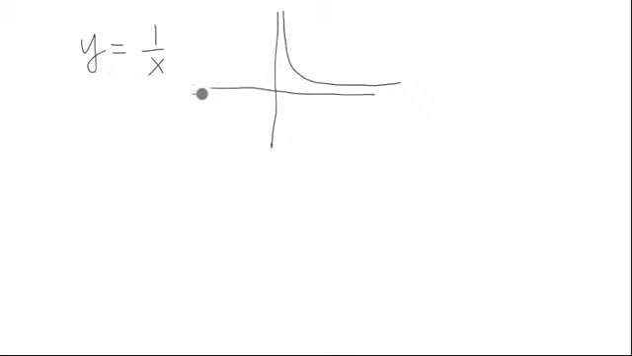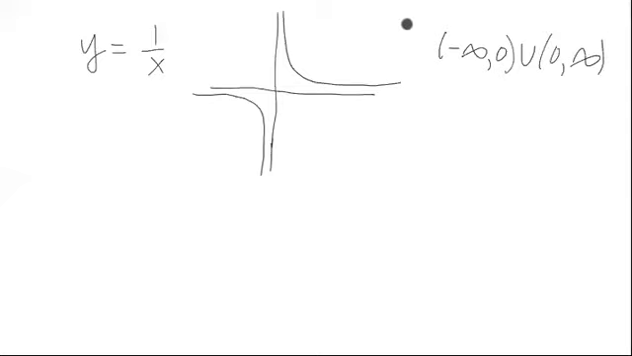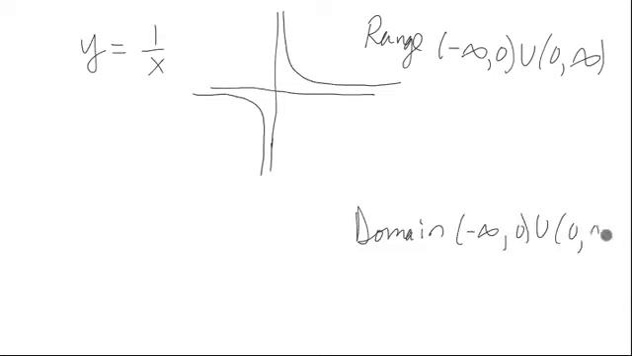Let's take another look at graph transformations, and this time how they apply to range and domain. For instance, let's take the function y is equal to 1 over x for starters. This function looks like this and like this. Notice that the range right now is negative infinity to 0, union 0 to infinity. That's the range. The domain is also the same thing, negative infinity to 0, union 0 to infinity.